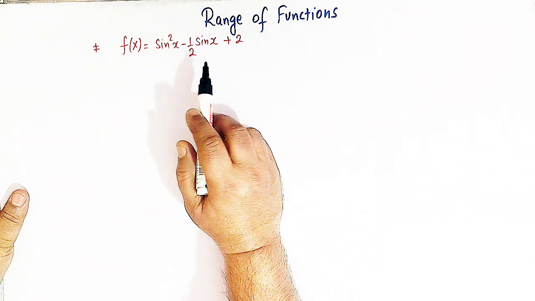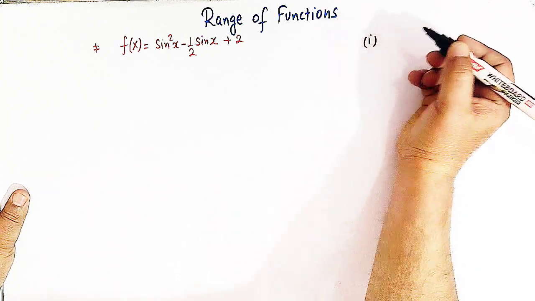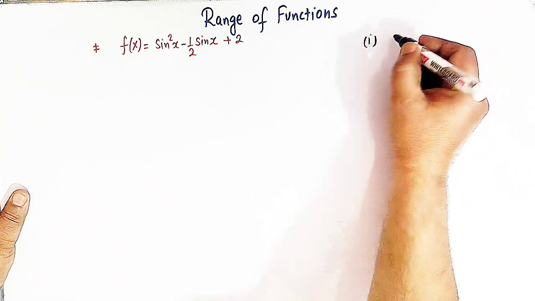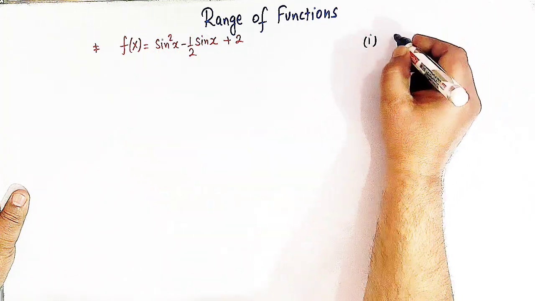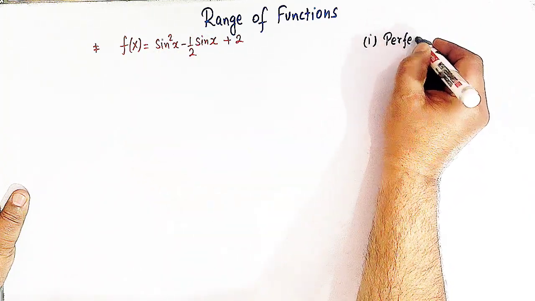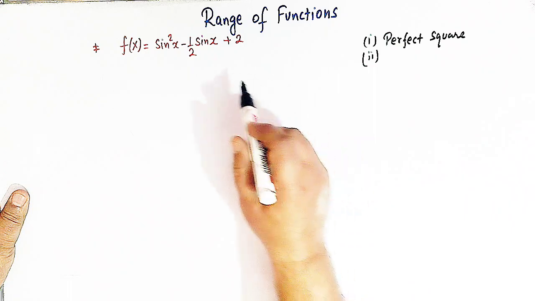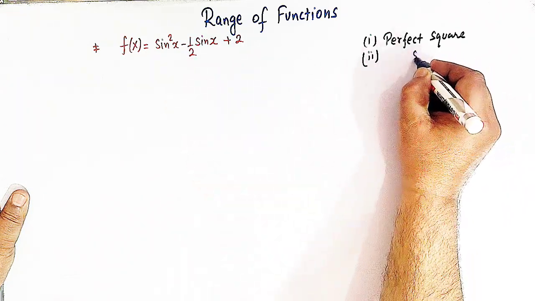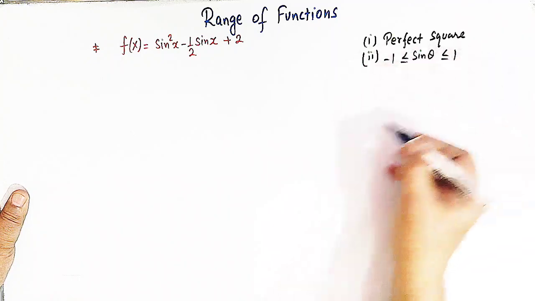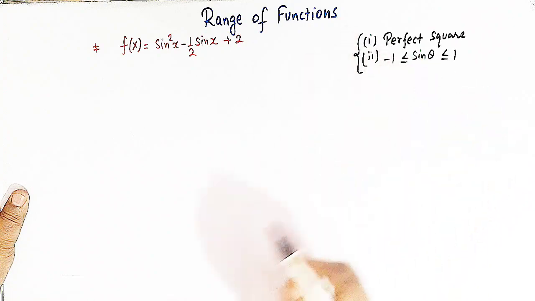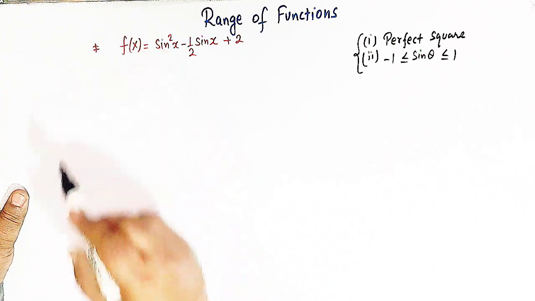To get the range of this function, we have to make use of two important concepts. The first concept is to convert this quadratic expression, which is quadratic in sine x, into a perfect square. And the second important concept is the range of sine x, and we know that the range of sine theta is from -1 to 1. So these are the two important concepts which are going to be used to get the range of this function.